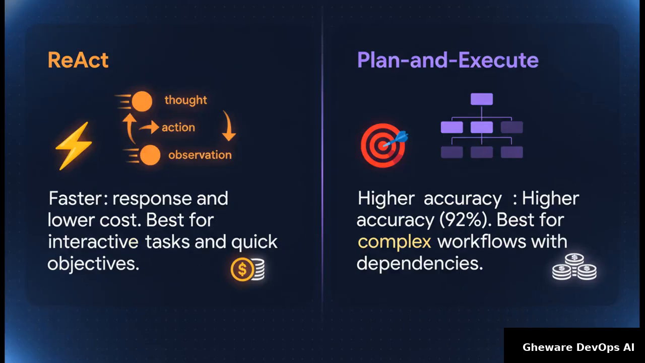So this gives us, the engineers, a very clear trade-off. React is faster and cheaper, perfect for interactive tasks where you need a quick response. Plan and Execute, on the other hand, has higher latency and costs more API calls because of all that upfront thinking. But the payoff is significantly higher accuracy on complex jobs. We're talking 92% task success versus React's 85%. You got to pick the right tool for the job.